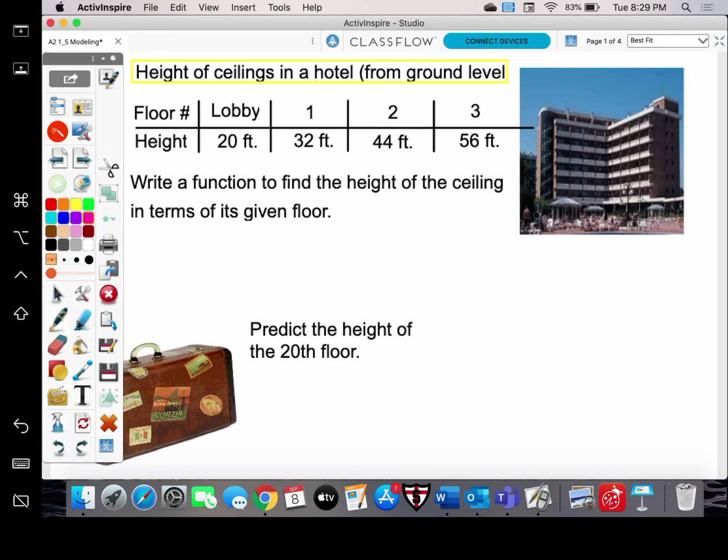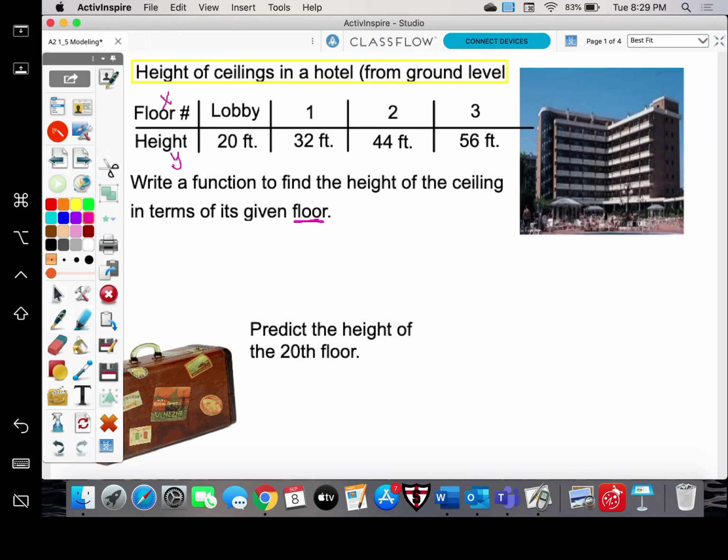I'm asking you to write a function that would give us the height of the ceiling in terms of its given floor. So that means our floor is going to be our x's, and our height then will be our y's. The independent variable is x, the dependent variable is y, and the height off the ground will depend on what floor number we are on.